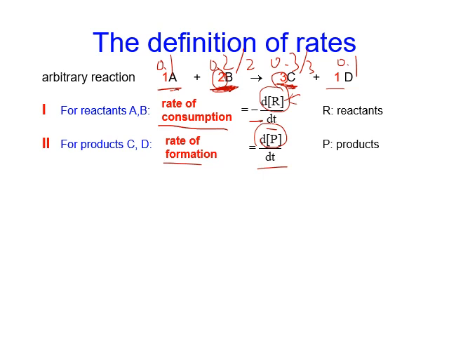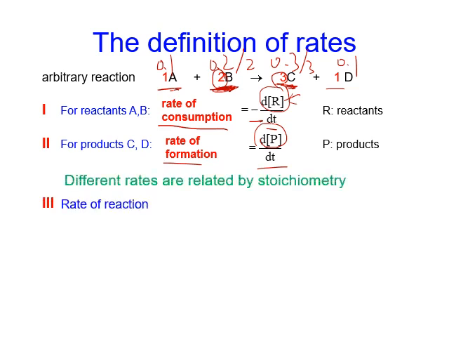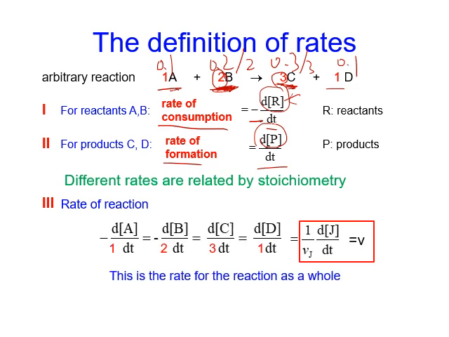So here is an important feature. For different substances in the same chemical reaction, they have different rates, but if divided by the coefficient, then they get the same number, and this number is called the rate of reaction. So we have the rate of consumption for reactants, the rate of formation for products, and they will all be different. But if you divide by the coefficient, you get the same number. And so the rate of reaction is used for the whole reaction.